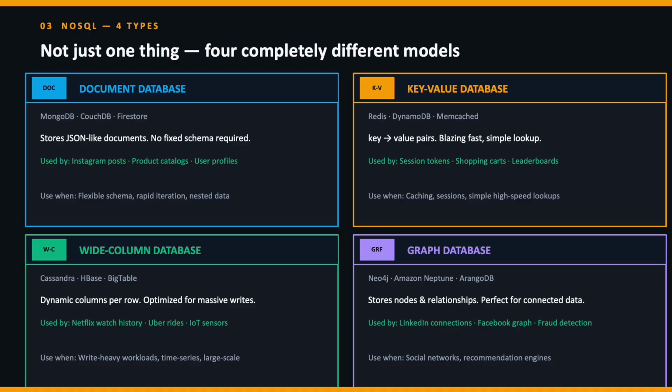Type 2, key value databases. The simplest possible model. You have a key, you get a value. Blazing fast.